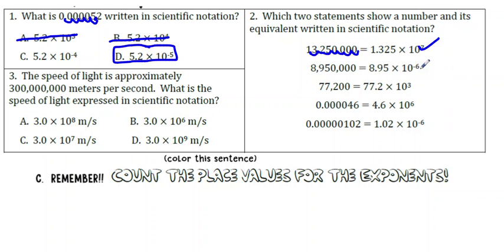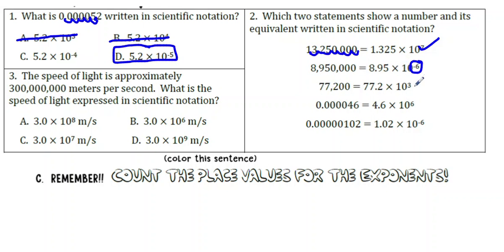Okay, I'm going to look at this next one and already know that this is not right because my exponent's negative, which means that I should be moving my decimal to the left to make it smaller. It looks like this person moved it to the right. So this one cannot be it.